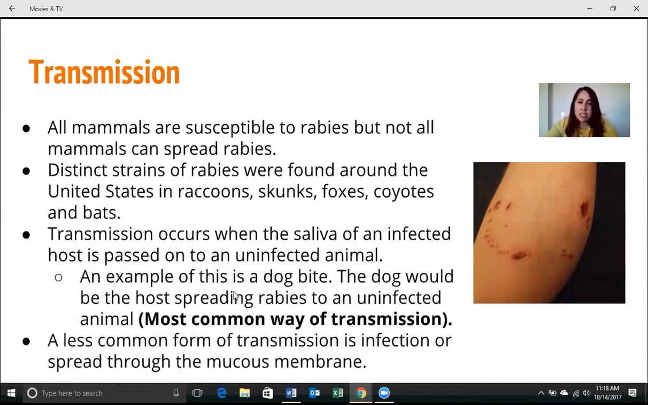So what happens is the bite breaks the skin, and then that allows the saliva to enter into the body, which then infects the person or animal that was bitten by the animal that was already infected. And then a less common way of transmission, but still does occur, not very often, is spread or transmission through the mucous membrane.